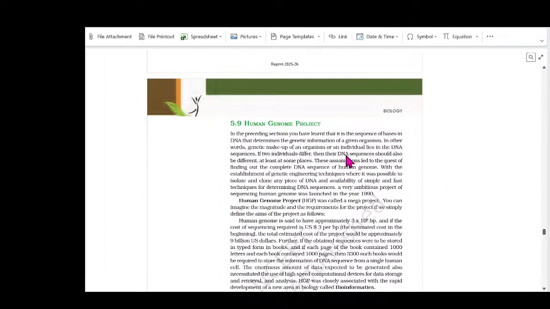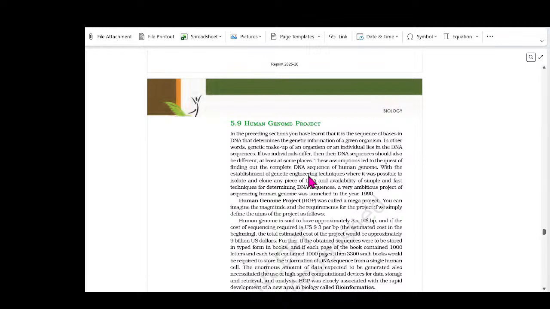Next, 5.9, Human Genome Project. In the preceding sections, you have learned that it is the sequence of bases in the DNA that determines the genetic information of a given organism. In other words, the genetic makeup of an organism or an individual lies in the DNA sequences. If two individuals differ, then their DNA sequences should also be different, at least at some places. These assumptions led to the quest of finding out the complete DNA sequence of the human genome.